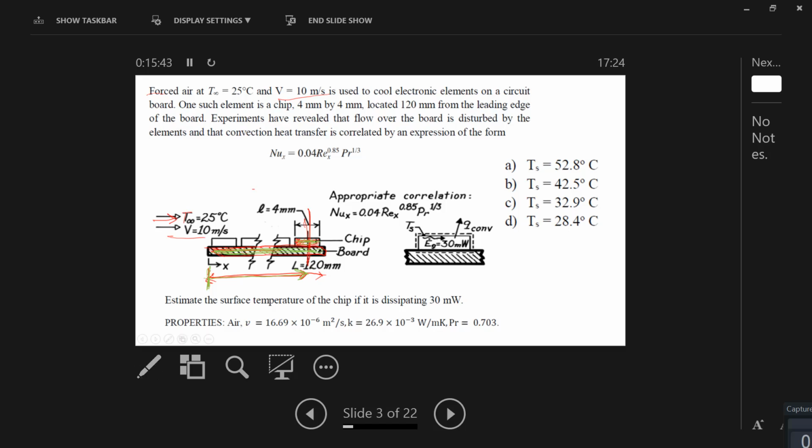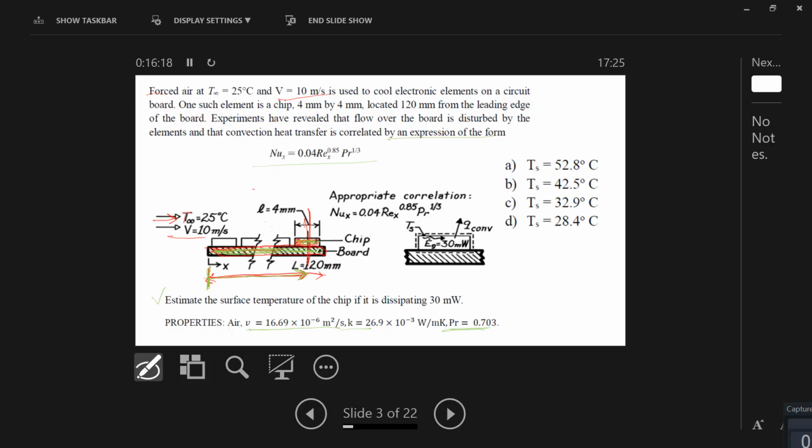Now experiments have revealed that flow over the board is disturbed by the elements and that convection heat transfer is correlated by an expression of the form Nu_x equal to 0.04 Re_x to the power 0.85 Pr to the power 1/3. The properties of air are given: the kinematic viscosity, the conductivity, and also the Prandtl number for air.